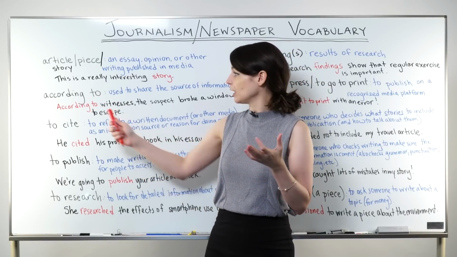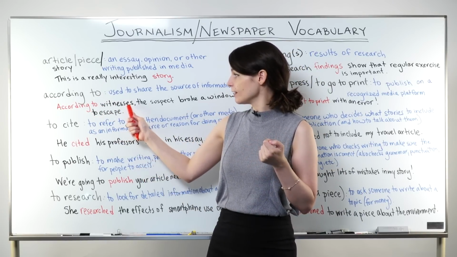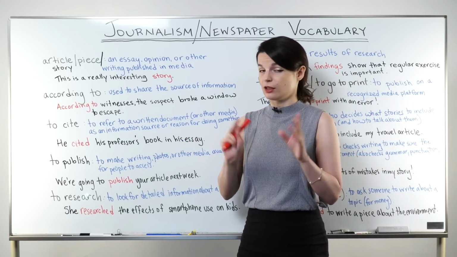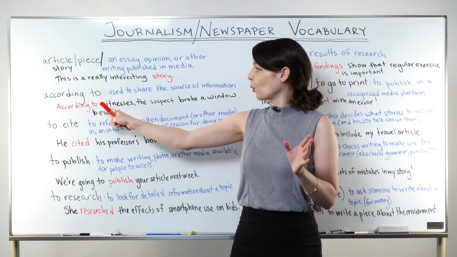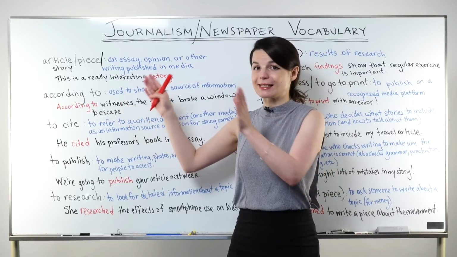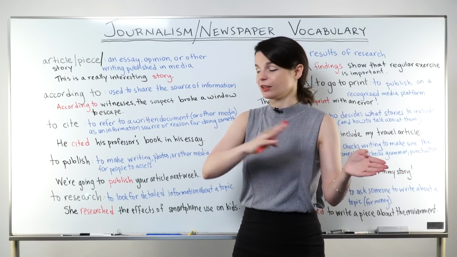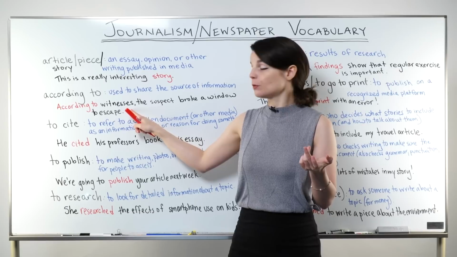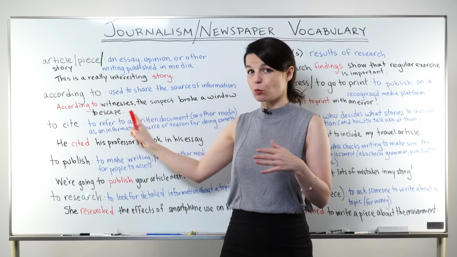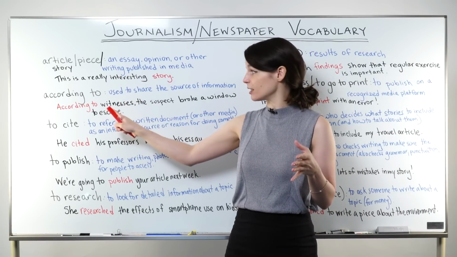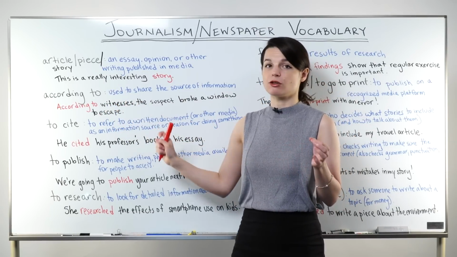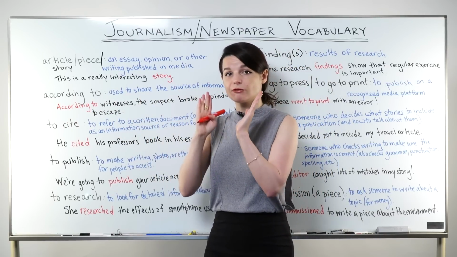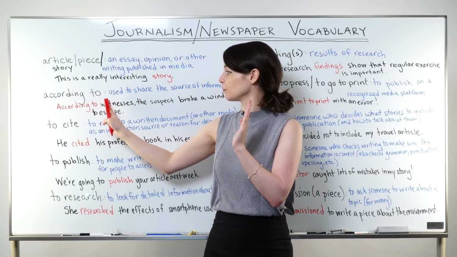For example, according to witnesses, the suspect broke a window to escape. So in this case, the source is witnesses. So a witness is someone who saw something. In this case, a crime. Witnesses is the plural, which means according to more than one person who saw what happened, the suspect broke a window to escape. So we indicate, we share the source of information with according to.